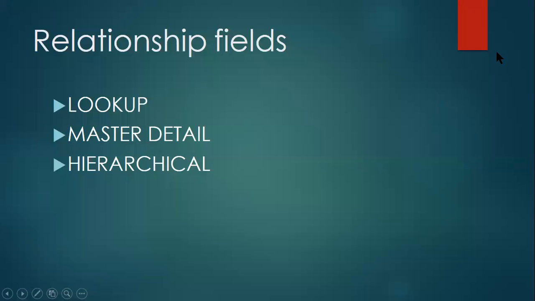There are three types of relationship fields provided by Salesforce. One is lookup, then master detail, and then we have hierarchical relationship. So with lookup relationship, we can create a relationship between two objects which will be a little loosely bound. It's not very strict and not very tightly bound. Master detail relationship is more tightly bound, where we have a tightly bound relationship between two objects and all the properties of the child object will be controlled by the master object. We will look into that in more detail in a little while.